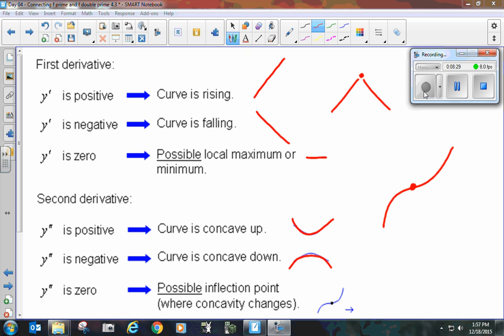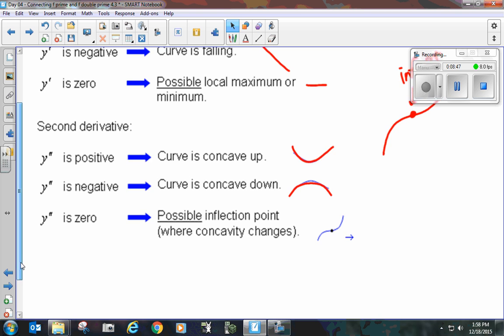Just like the smiley face can change, that's the inflection points. Just like the slope can change, that's the critical points. They call them specific things. Where the slope changes, critical point. Where the concavity changes, that's the inflection point. Nothing too crazy.